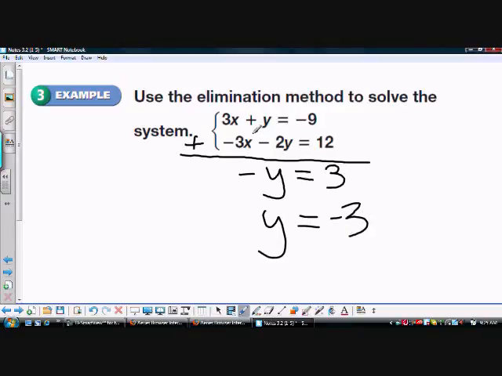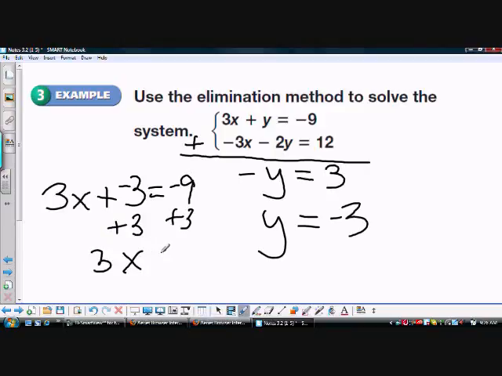Then I will take either equation and substitute that negative 3 for y and solve for x. I'll take the top equation, 3x plus negative 3 for the y equals negative 9. Add 3 to both sides, and I get 3x equals negative 6. Divide by 3, and x equals negative 2. My solution is x equals negative 2, y equals negative 3, or you can write that as the ordered pair, (negative 2, negative 3).